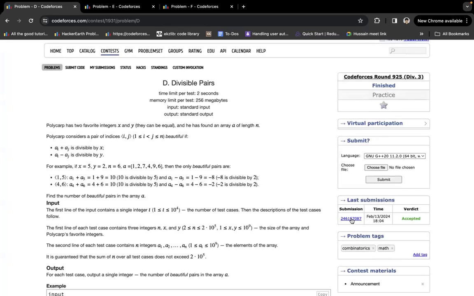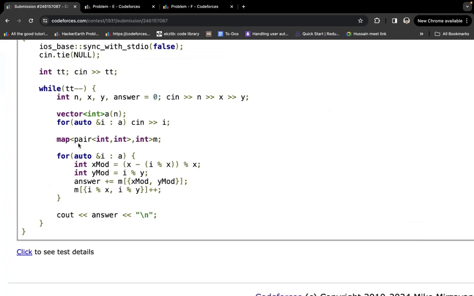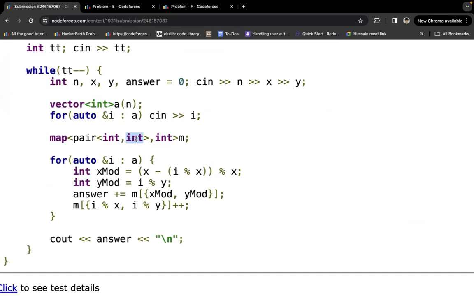Great. So the code is as follows: you just maintain a map of pairs and int. And I iterate over every element of A. What should be the x mod? It should be x minus i mod x. And what should be aj mod y? It should be just i mod y. So answer plus equal to the count for x mod comma y mod. Basically, all the elements before this element that, when you mod them with x, you get x mod, and when you mod them with y, you get y mod.